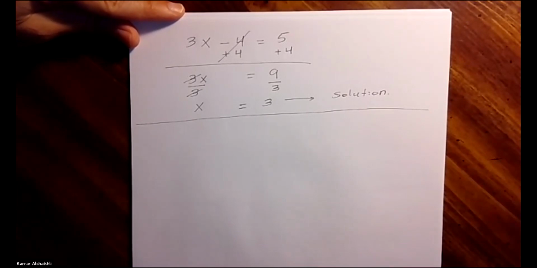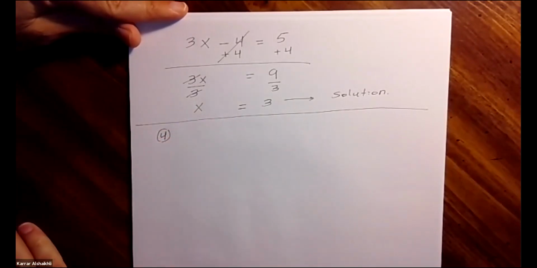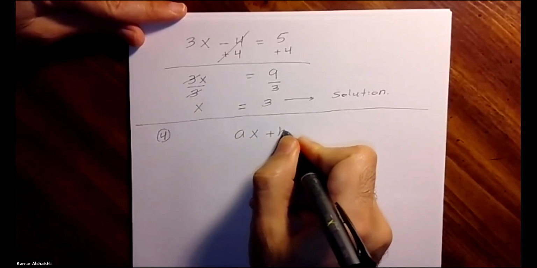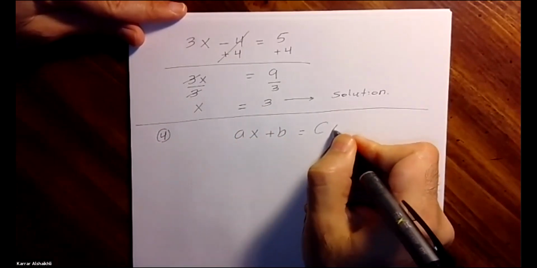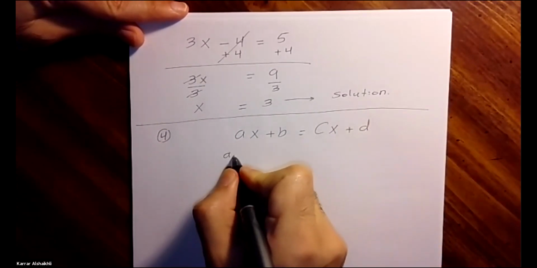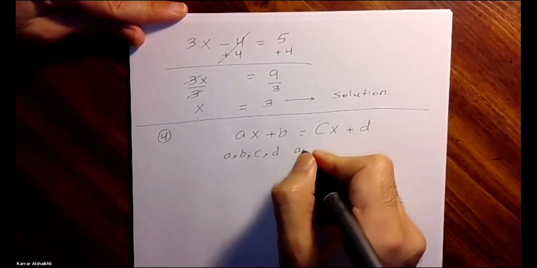You have questions you can ask before we move on to the next one. So the next type about how to solve linear equations. Type 4, if we have ax plus b equal cx plus d. A, b, c, and d are numbers.